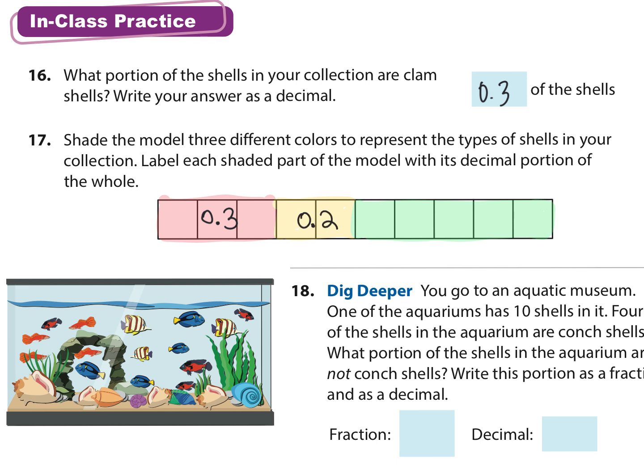What is the conch shell going to be considered? It takes up how much? 5/10. So 0.5, which is half of all of my shells. Has anybody ever seen a real life conch? They're weird, huh? They're gross. Their little eyes come out and they have little eyeballs on the tips of their stems. They're so weird looking.